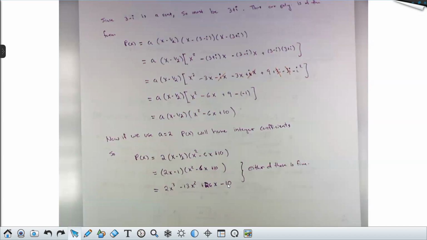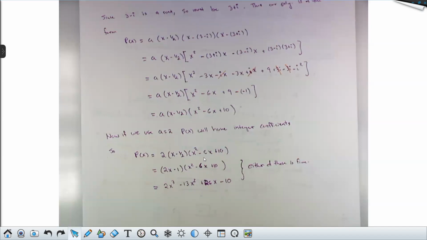Okay. Now, here's a fun question. Are there any other correct answers here? Are there any other degree 3 polynomials with integer coefficients besides this one that have those roots? No. It's an interesting question. So did we have an element of choice anywhere along the way here?